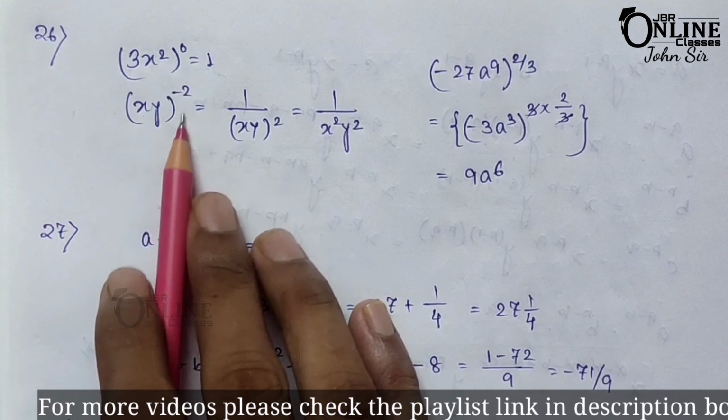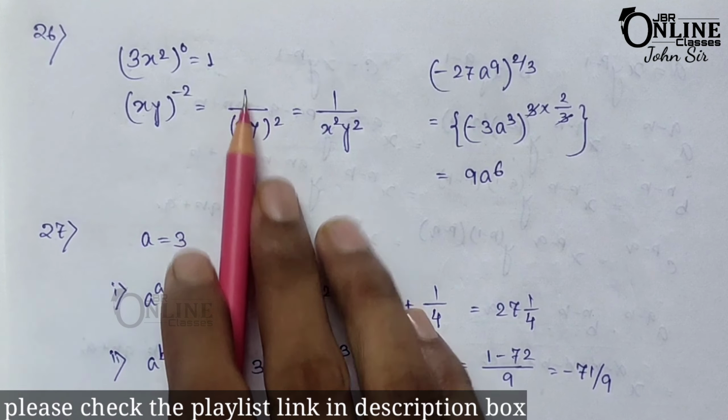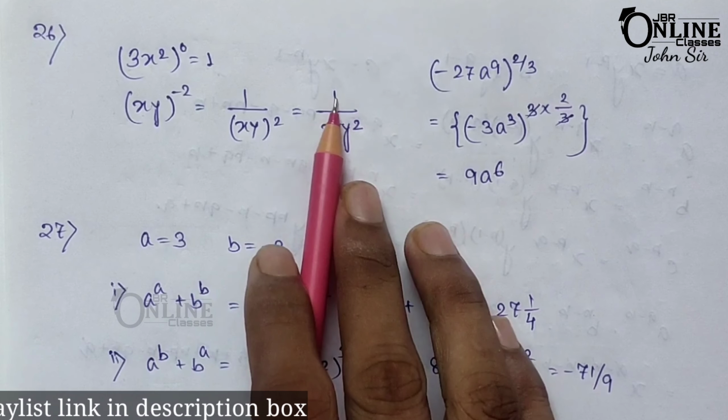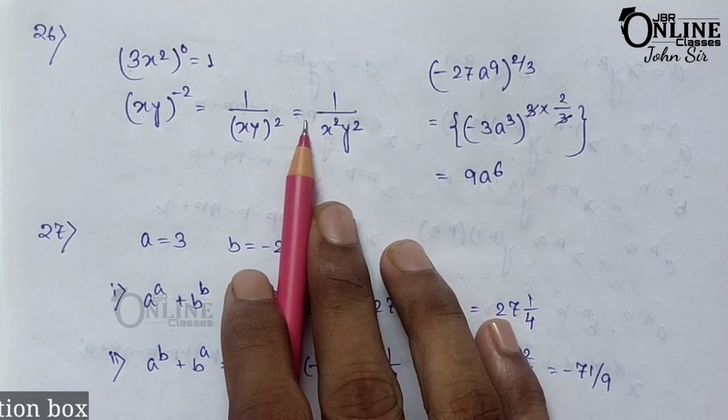Next, xy whole to the power minus 2. That becomes 1 by xy whole square. It will be 1 by x square y square, also positive.